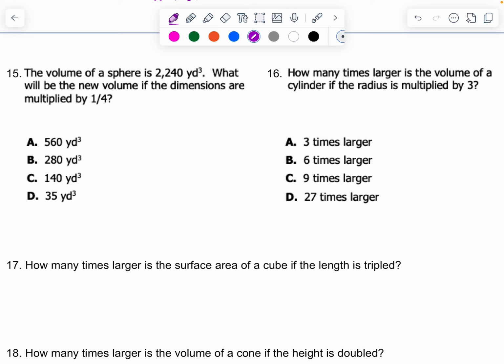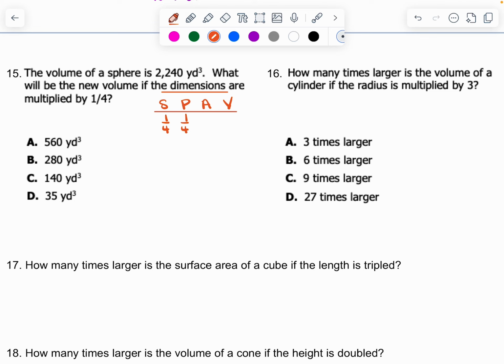All right, moving on. We've just got a couple more of these. So number 15, the volume of a sphere. What would be the new volume if the dimensions are multiplied by a fourth? So once again, anytime you see the dimensions, it's referring to all the dimensions, which automatically means similarity, because all the dimensions are being affected. Plus it's a sphere. And all spheres, we talked about this in class, are proportional and similar anyway, because there's only one variable.